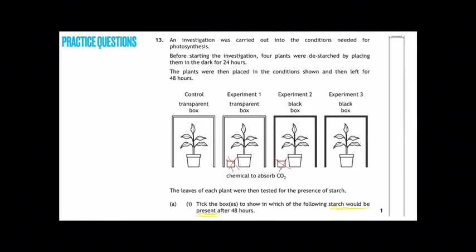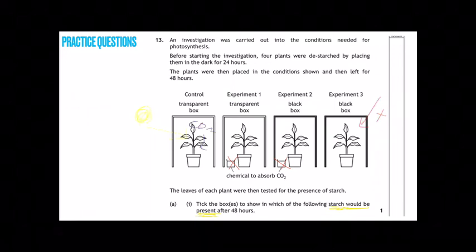Okay, so the first thing I'm going to do is rule out experiment 1 and 2. This chemical is going to absorb CO2. If there's no CO2, there will be no photosynthesis, therefore there will be no glucose to turn into starch. So these 2 plants will not have starch in their leaves after 48 hours. Because it's in a black box, there will be no light either. And without light energy, you also cannot have photosynthesis, so there will be no starch.